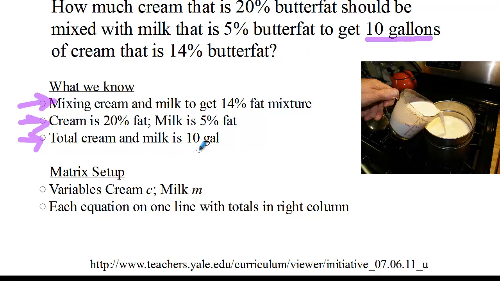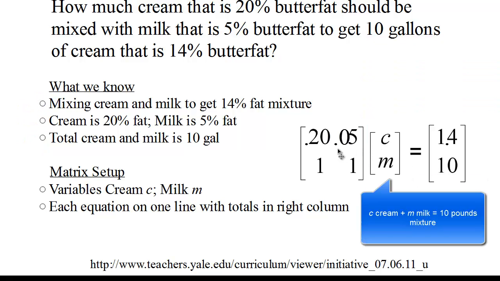So the total of the cream and milk is 10 gallons. So let's turn this into a matrix. First of all, I'm going to use C and M to denote the variables: C for the amount of cream, M for the amount of milk. And then we're going to put each equation on one line of the matrix and what they're totaling in the right-hand column. So let's put this together.